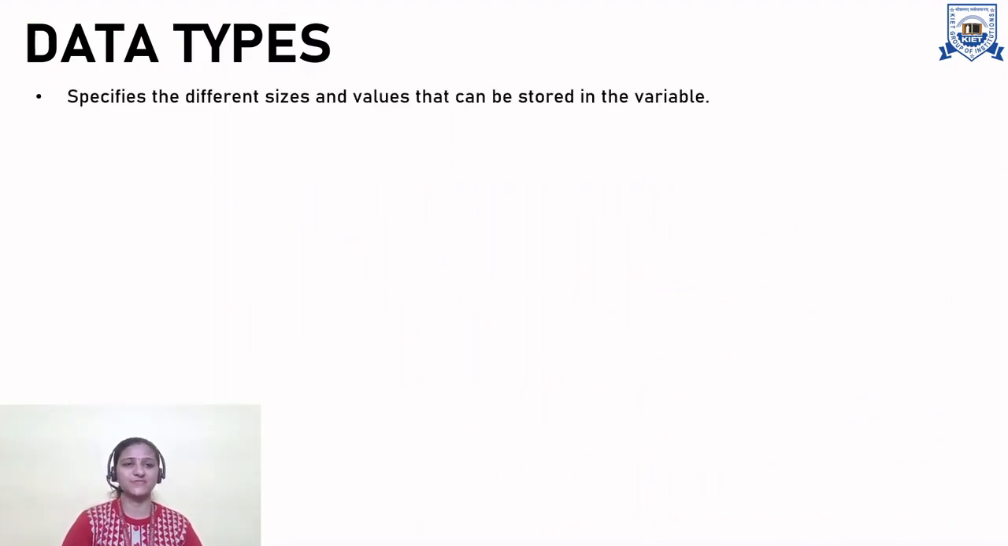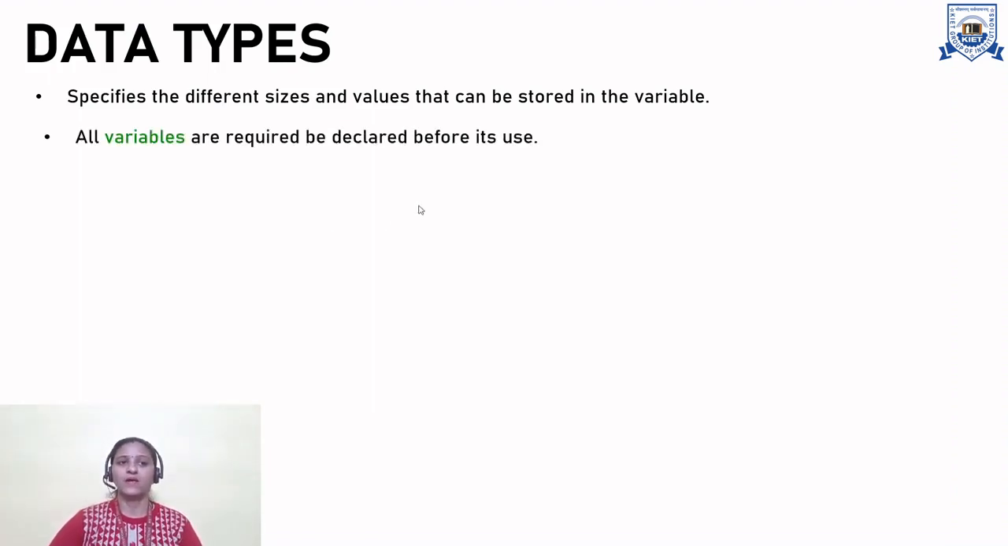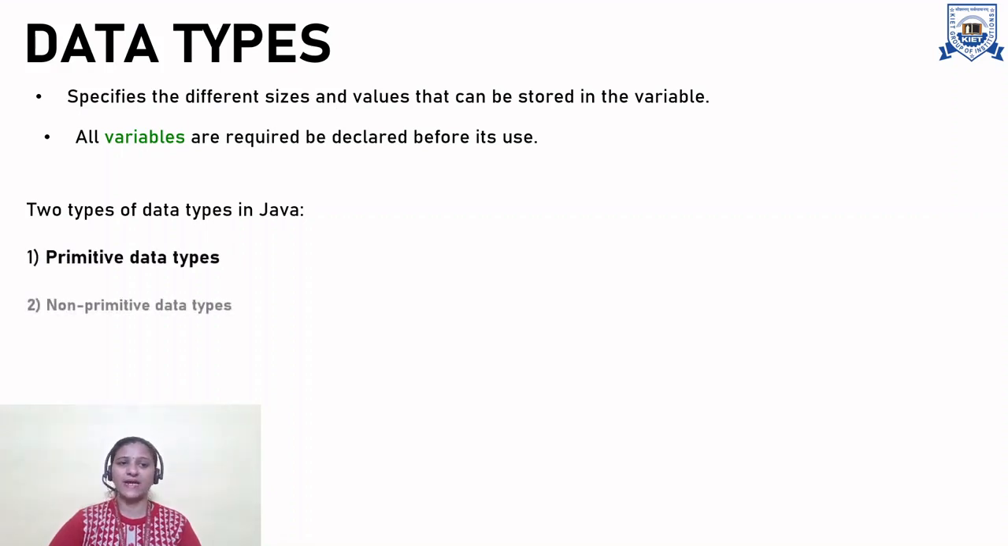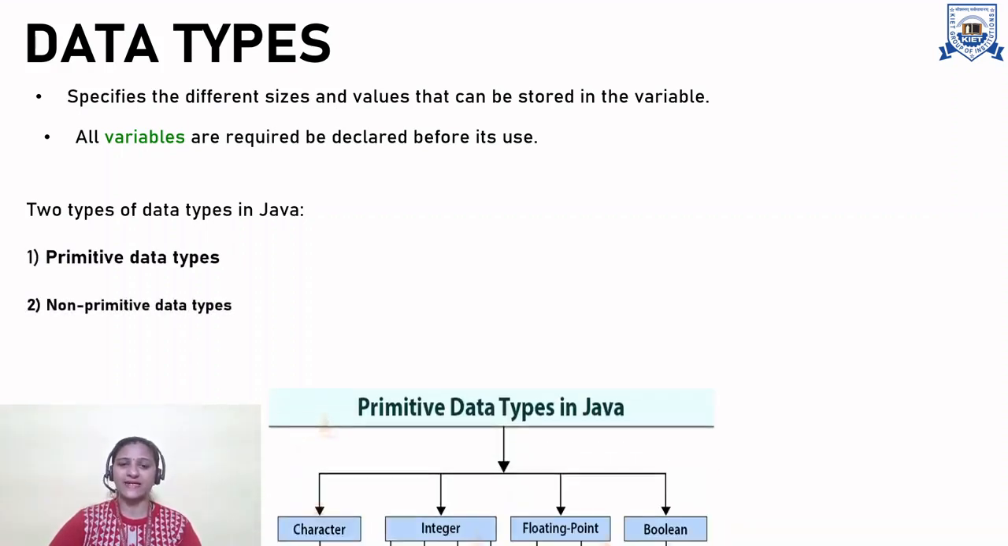Now the data types. Data type specifies the different sizes and the values that can be stored in a variable. All variables are required to be declared before their use. There are two types of data types in Java. They are primitive data types and the non-primitive data types.